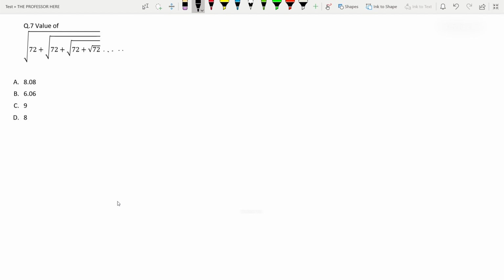Now we come to question number 7. Root of 72 plus root of 72 plus root of 72, it goes on to infinity. So whenever there is a repeating pattern of numbers like this, the first thing that should come to your mind is to equate this to x. X is equal to root of 72 plus root of 72 plus root of 72 and so on up to infinity. So instead of writing this, we can write it as 72 plus x. X is equal to root of 72 plus x.